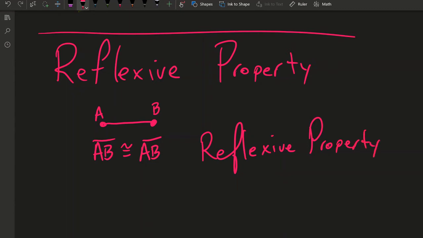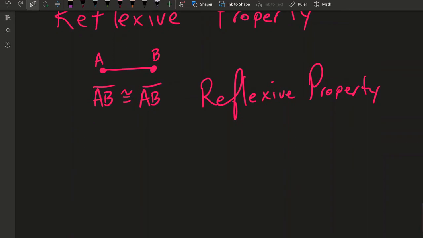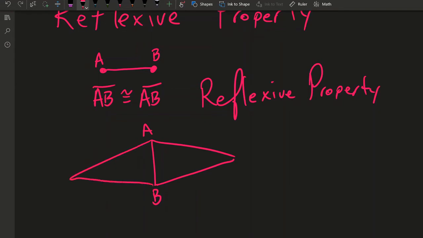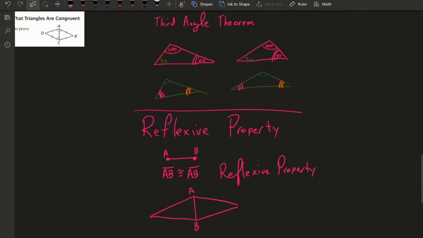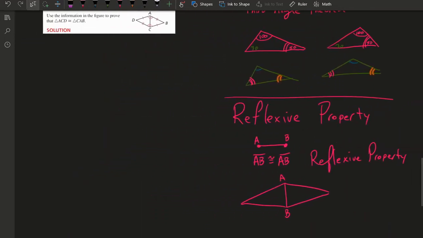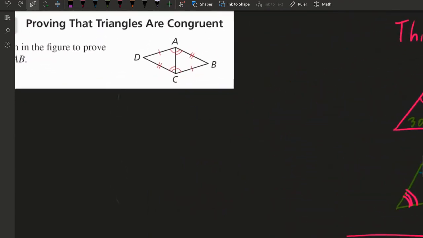Now, why would I do that? Why would I want to show that something is congruent to itself? Well, just like the picture that we just looked at here, if this is AB right here, it's possible for AB to be located on two different shapes. And so if I want to show that corresponding sides are congruent, I can use the reflexive property to say that something is congruent to itself. All right, that being said, let's go back to our proof.